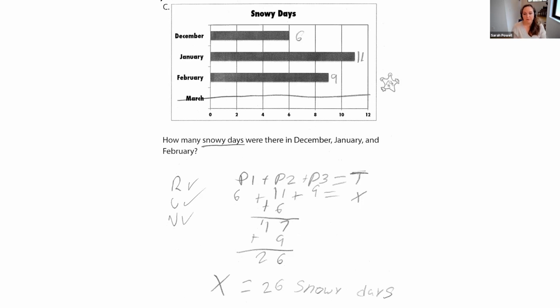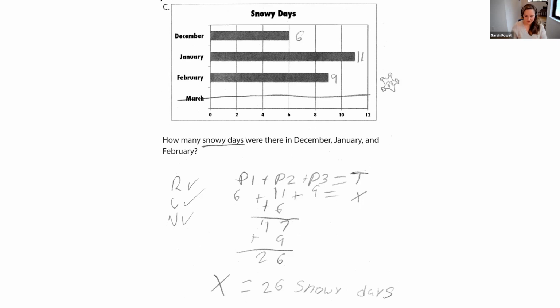This is a total problem with 3 parts. And so students wrote the P1 plus P2 plus P3 equals T equation. And in here, they placed in the information from the graph to solve this equation. For the total, that's the unknown, so they marked that with an X. And then there's not a ton of equation solving prowess that you need to solve this, but they did add 6 plus 11 plus 9, and you can see how they're doing their work there. And then they showed that our unknown, X, means there were 26 snowy days, and they put a label on their word problem work.